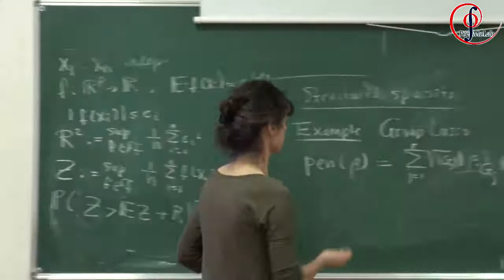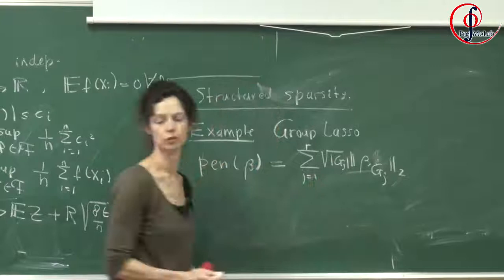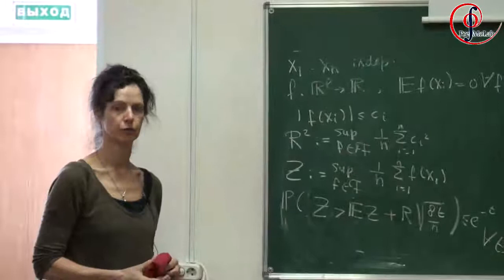So this is the idea: you have some structure, and then let's use it, maybe just for the interpretation of the estimator, but also maybe because it will be mathematically better. So far that's not so clear, but it helps.